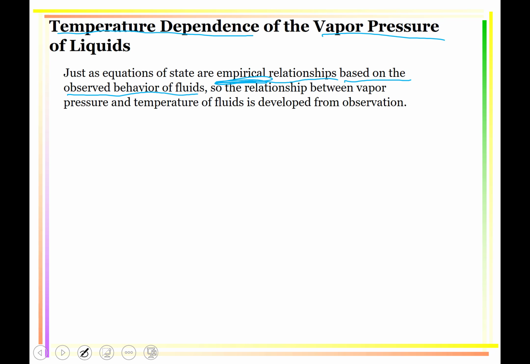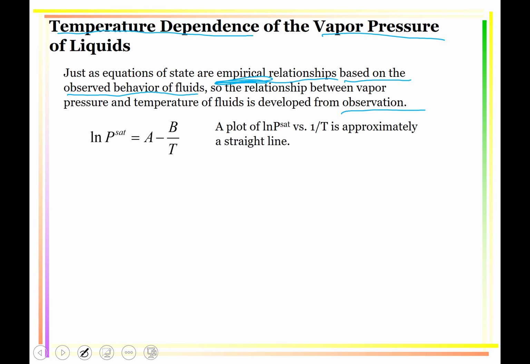So the relationship between vapor pressure and temperature of fluids is developed from observation. And what was observed? It was observed that the plot of the log of the vapor pressure versus the saturation temperature is approximately a straight line. And that information was used to create the Antoine equation. So you need to know this very well, okay?